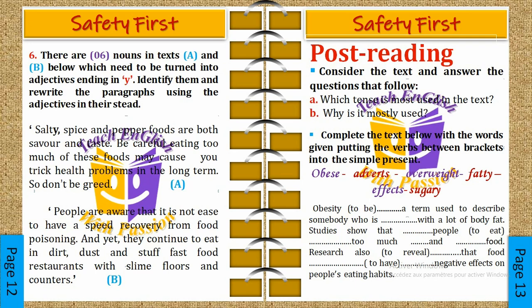So, let's go together through the text. We have obesity is a term used to describe somebody who is obese with a lot of body fat. Studies show that overweight people eat too much sugary and fatty food. Research also reveals that food adverts have negative effects on people's eating habits.